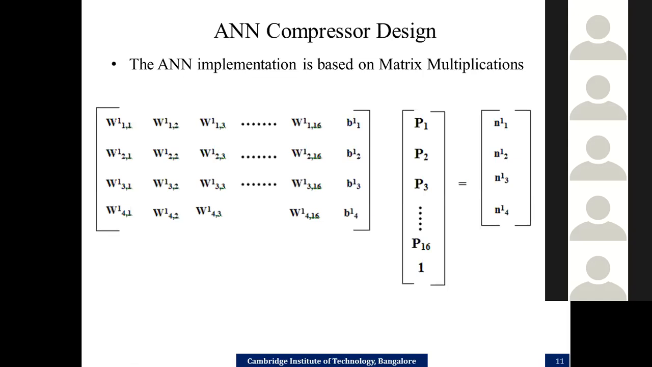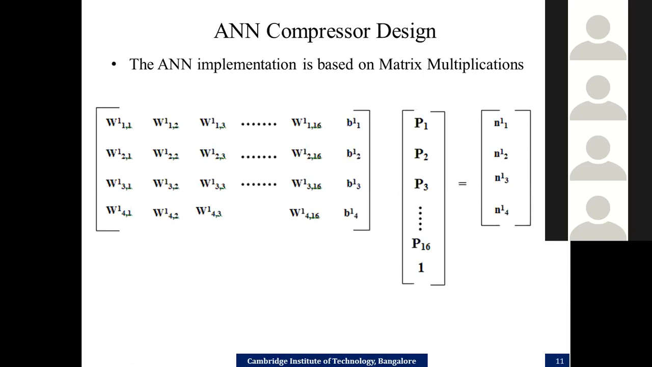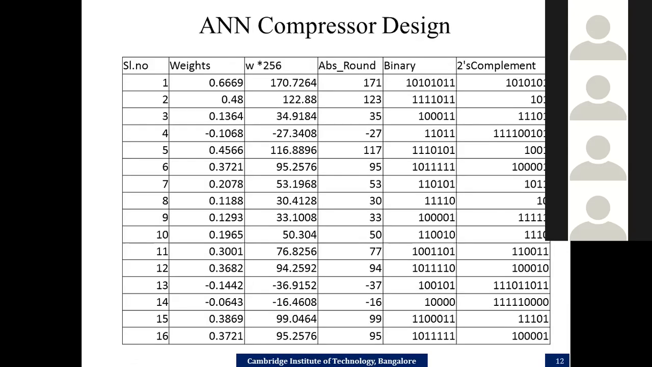In general, the ANN compressor is nothing but a simple matrix multiplication operation, wherein you have the 4 cross 16 weights multiplied by your input pixels, which is 16 cross 1. Since I add one coefficient here, the bias, I make it 17 cross 1, and I get an output of 4 cross 1. So this is the matrix representation of the compressor unit. I just have to perform matrix multiplications.